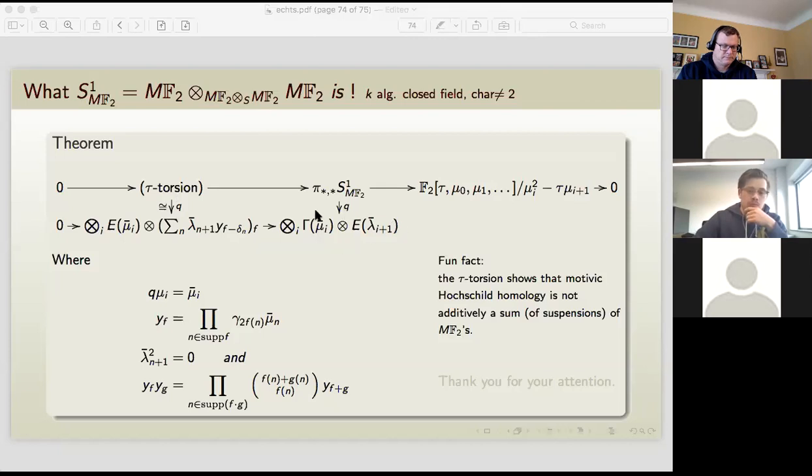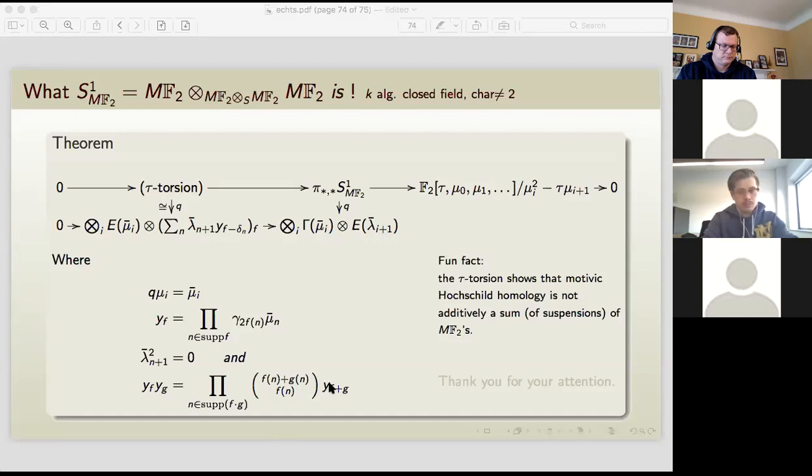The mod tau motivic Hochschild homology is this divided power tensor exterior algebra, and the x_i's are then exactly given by the image of the boundary map of the y_i's, and the formulas that you get from that are exactly then just wrapped up in this formula here.